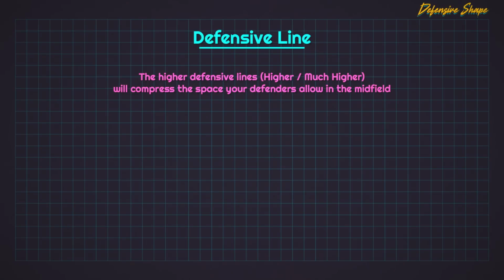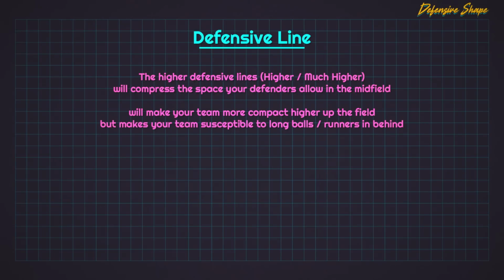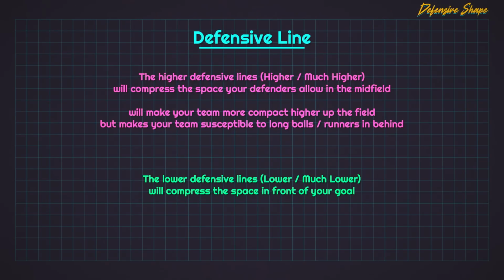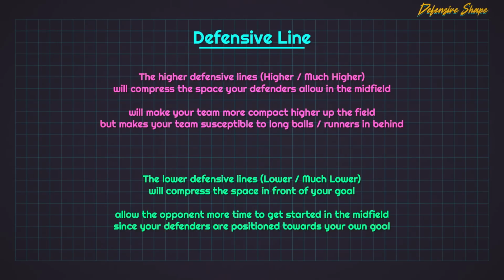The higher defensive lines will compress the space your defenders allow in the midfield, moving closer to their upfield teammates, which in turn makes your team more compact higher up the field. However, you are giving space in behind your backline, and this makes your team susceptible to long balls over the top and runners in behind. The lower and much lower defensive lines will compress the space in front of your goal, restricting movements in dangerous areas, and will protect against your opponent's speedy attacking players. The trade-off is that you generally allow the opponent more time to get started in the midfield, since your defenders are positioned further towards your own goal.